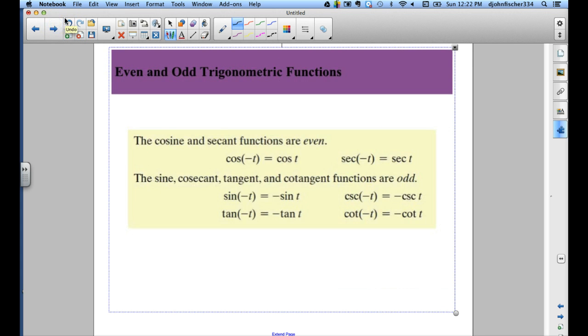Now we're going to start talking about even and odd functions too. Even and odd get a little more interesting, but the only two even functions on these graphs are cosine and secant, and cosine and secant go hand in hand. They're reciprocals of each other. So cosine of a negative angle is equal to the cosine of the positive. Secant of a negative angle is equal to secant of the positive. So if we ever see a negative angle, we can just make it positive. Now sine, cosecant, tangent, and cotangent are odd. It means they give the negative opposites of each other.